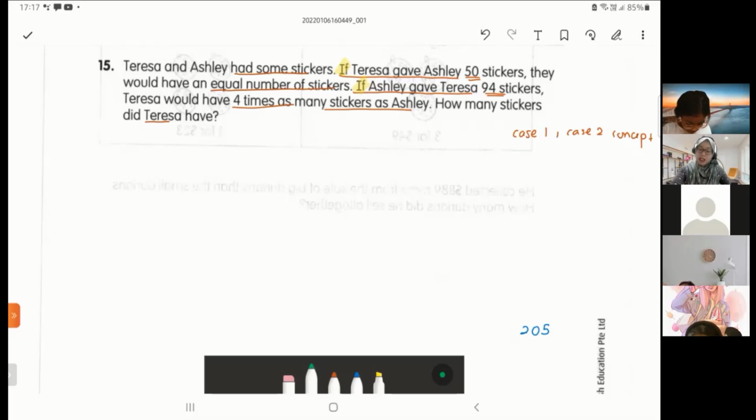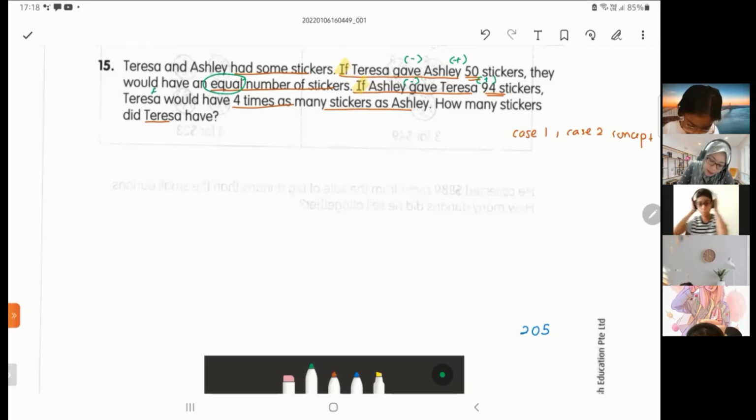Maybe Ashley wants to give Teresa 94 stickers. You understand the meaning of "if"? If means it hasn't happened yet. Okay? So, if Teresa gave Ashley 50 stickers, so give means minus. Teresa minus, Ashley will get plus 50. They would have an equal number of stickers. If Ashley gave, then Teresa received 94. Teresa will have 4 times as many as Ashley. I'm putting all the units there because I'm going to compare them using my table.